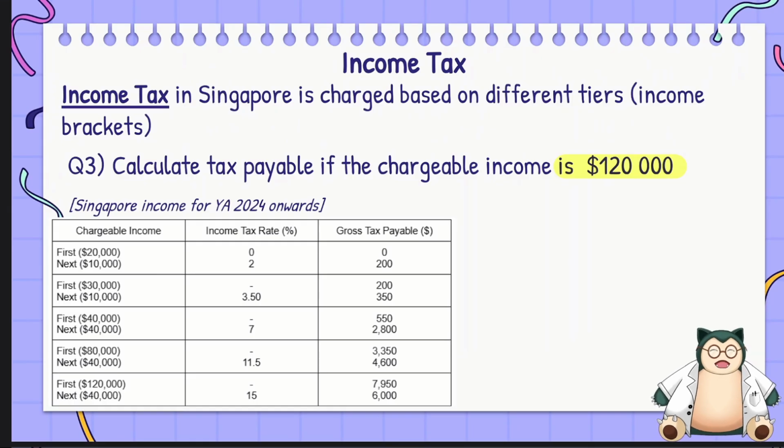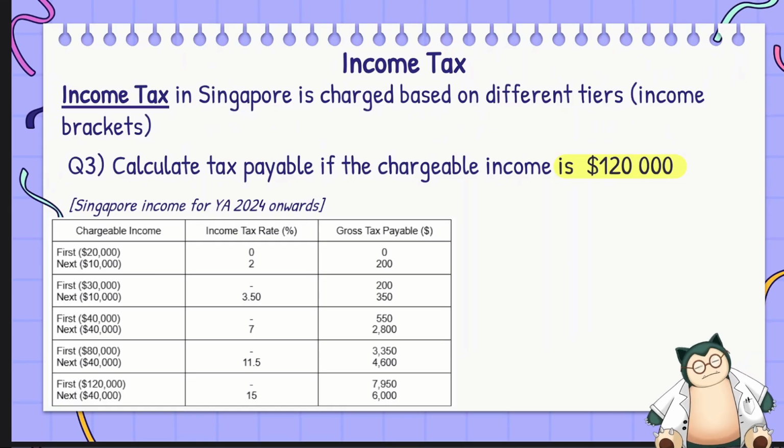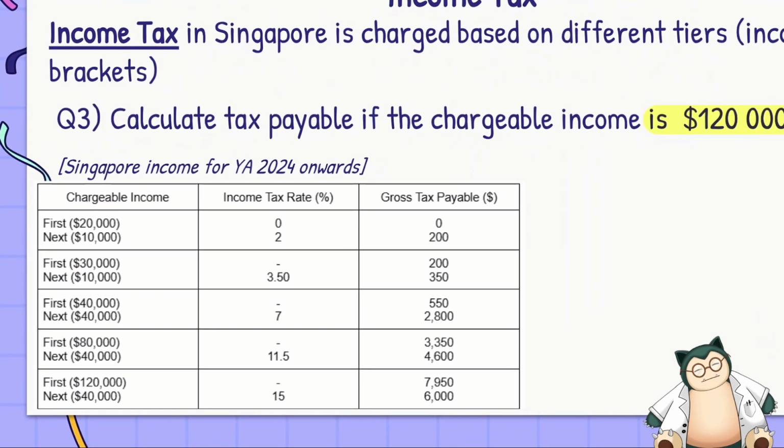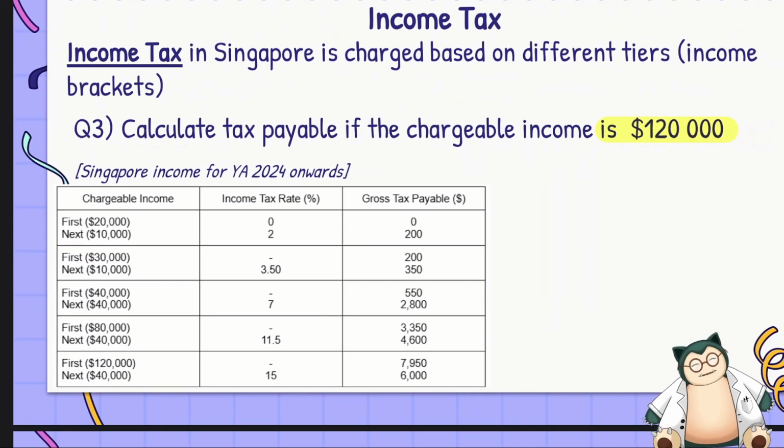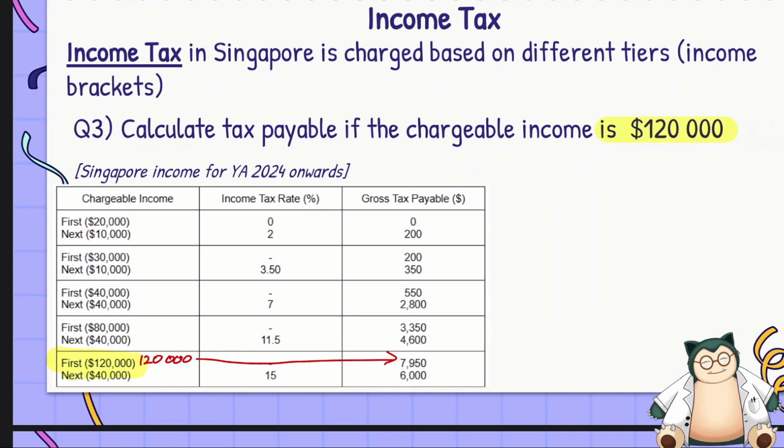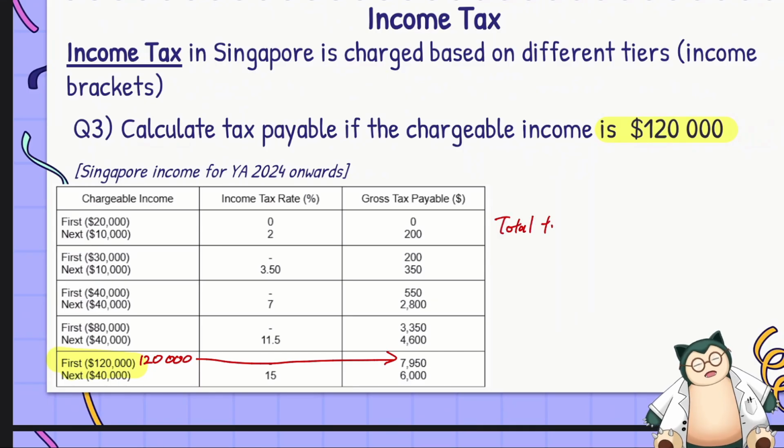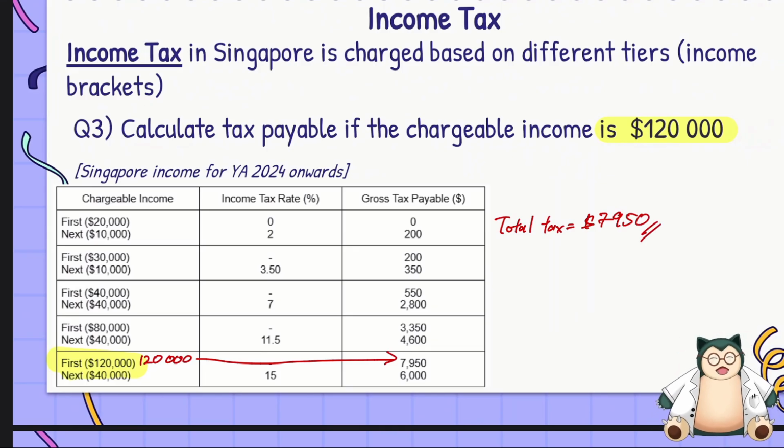This is a lot of money. All right. Actually, this one is quite simple, because for $120,000, we can simply look at the last one and just calculate for the first $120,000. So your tax would just be $7,950. So the total tax is just $7,950. Is that okay? So this is how you read the income tax bracket table.